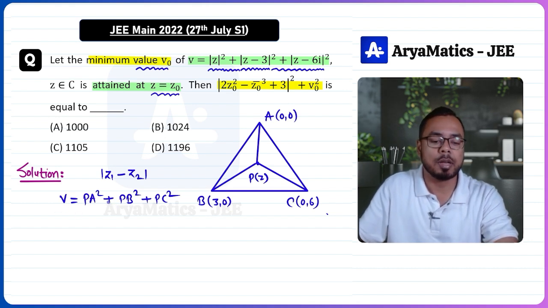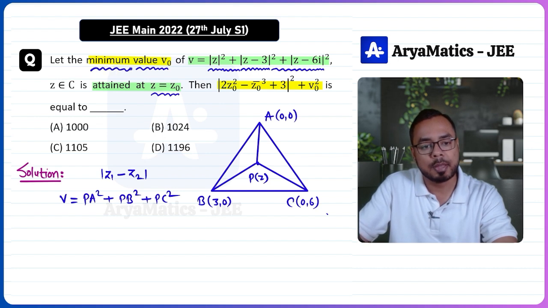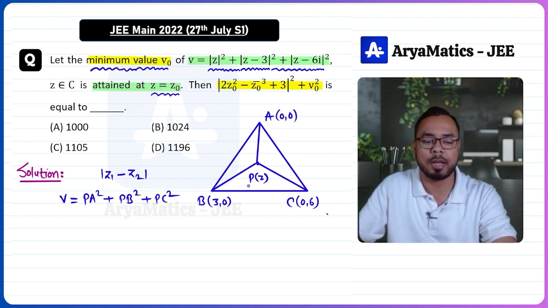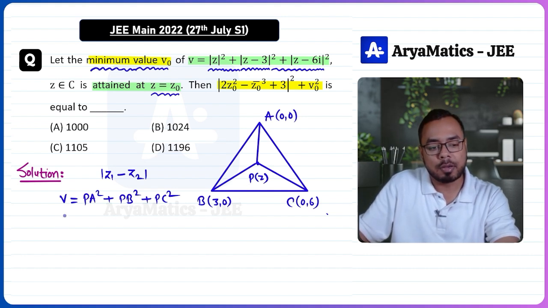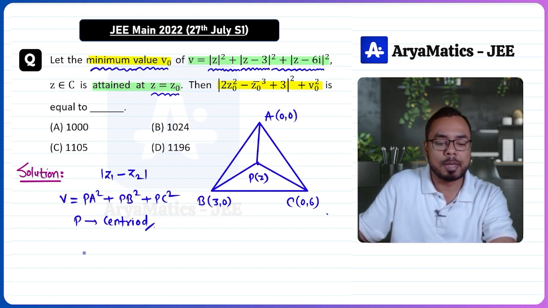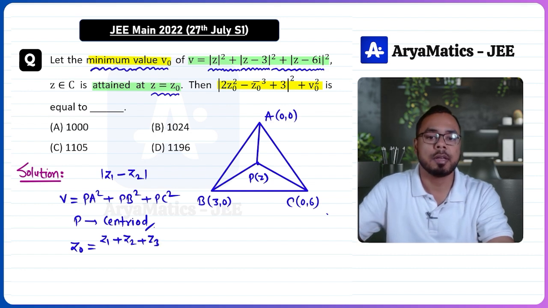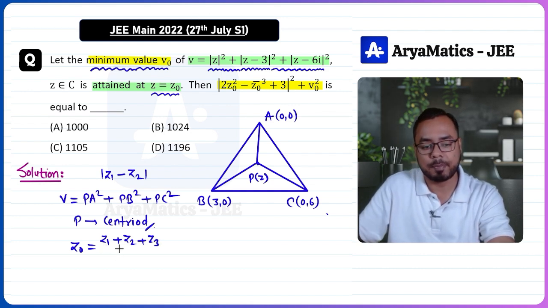So this is V. Now we know that if we have 3 points A, B, C and P is a point such that PA² + PB² + PC² is minimum, then that point P is nothing but the centroid of the triangle. So that means V will become minimum if P is the centroid of this triangle, and from there we can get the value of z₀. So these are the 3 vertices A, B, C. Therefore z₀ must be (z₁ + z₂ + z₃)/3, which is the standard formula for finding the centroid.